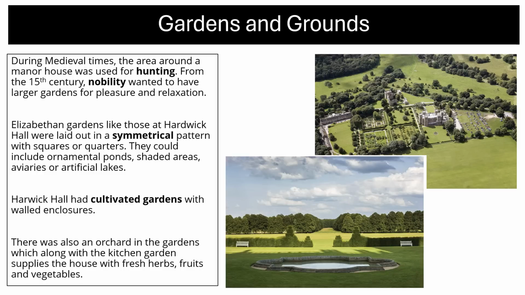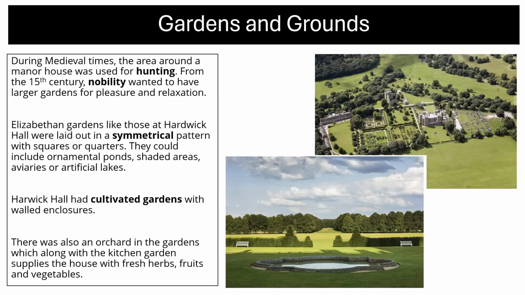Okay, garden and grounds. During medieval times, the area around a manor house was used for hunting, but from the 15th century, nobility wanted to have larger grounds for pleasure and relaxation. So Elizabethan gardens like those at Hardwick were laid out in a symmetrical pattern, just like Renaissance styles, with squares or quarters, as you can see in these images. They included ornamental ponds, shaded areas, aviaries, and artificial lakes.